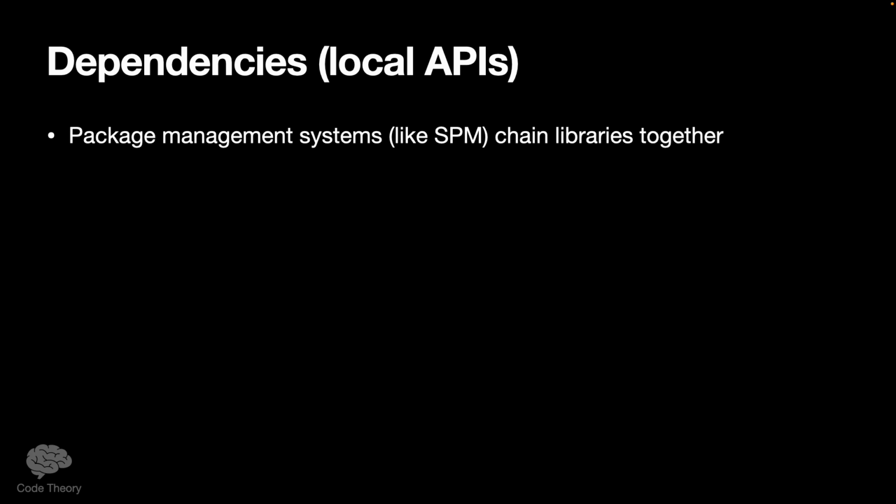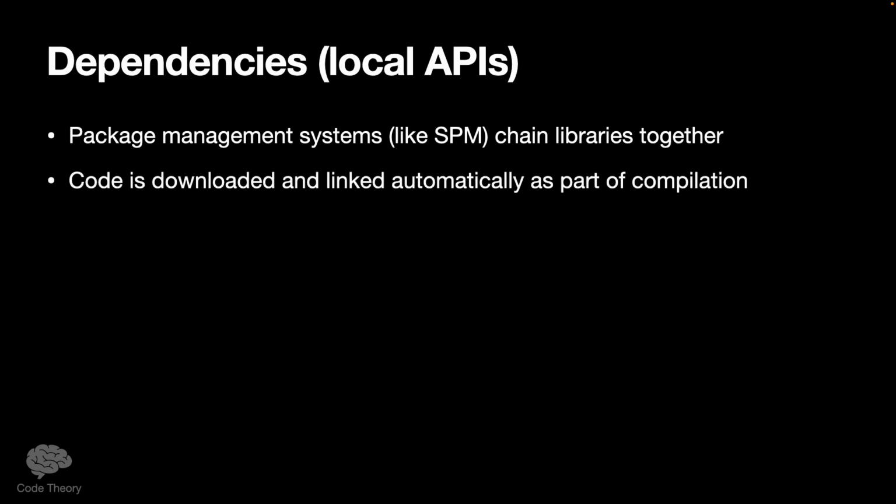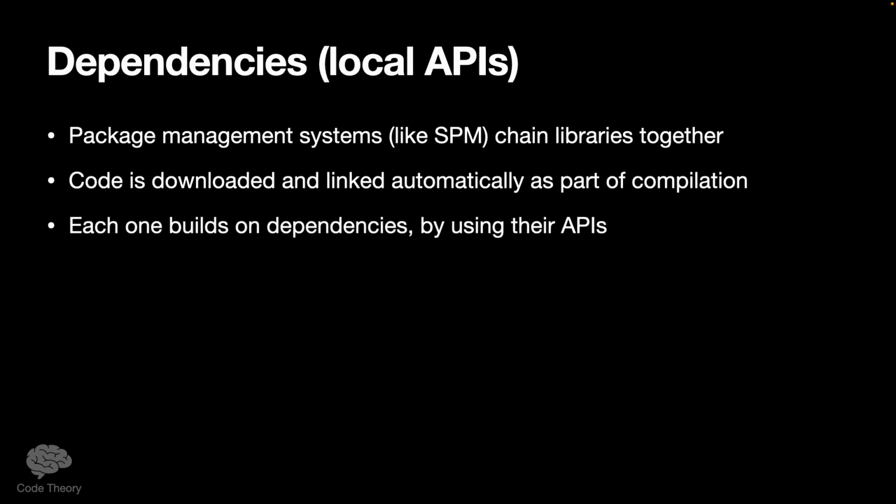So package management systems like SPM chain different libraries together. A library is something that can be used as a dependency, basically. Code is downloaded and linked automatically as part of compilation. I'm describing what I've already said. And then each one builds on further dependencies by using their APIs.